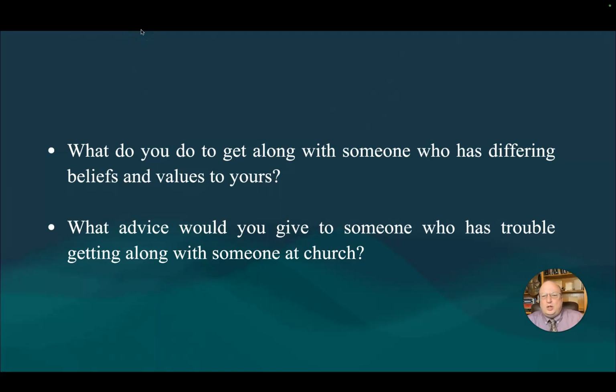Those images I'll include in a PDF, and please, again, use them judiciously. Don't use them just to be sensational. If you feel like it would help the discussion, then I offer them. These questions might also help. What do you do to get along with someone who has differing beliefs and values to yours? Because we're going to find those people at church. What advice would you give to someone who has trouble getting along with someone at church? These questions might help get students thinking about how they might really apply these ideas.